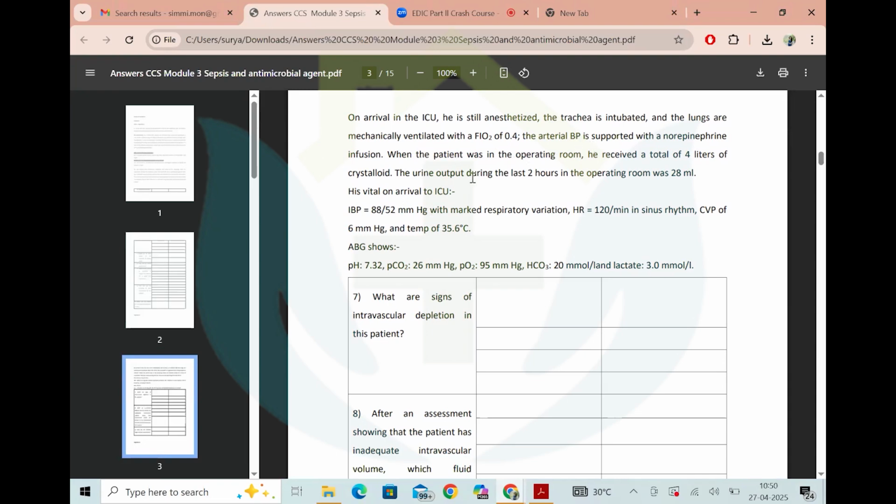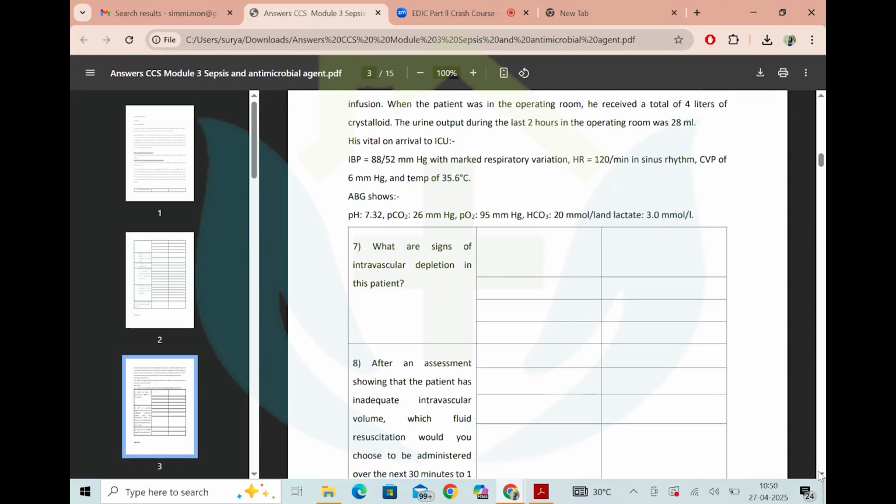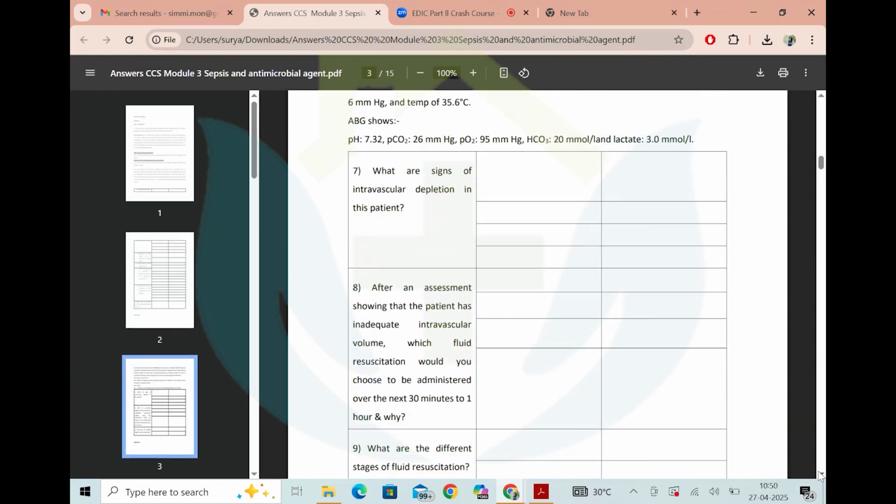is supported by NORAD. Patient is in operating room. Total 4 liters of fluid the patient has received, but the urine output is very low. This is your blood pressure. Your IVC you saw, IVC is extremely variable. This is your ABG. So, what are the signs of intravascular depletion in this patient?